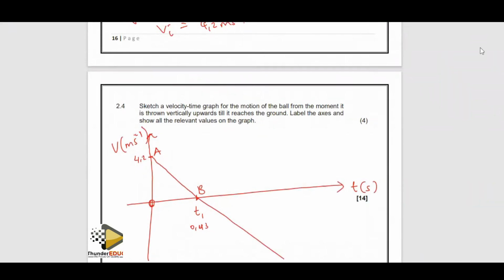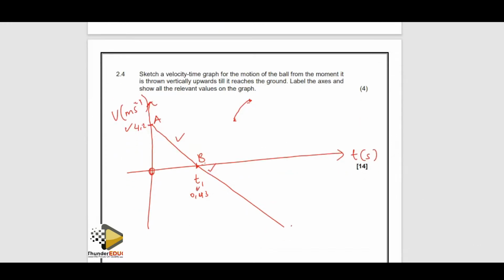Yes. For as long as you have a straight line, not a curve, you get a mark. Then for as long as this part is shorter than the other part, because remember, this A to B is just the section from point of release up to the maximum point, which was quite a small distance. Okay, and then the 4.2, for as long as you've indicated it, you'll also get a mark. And then the time T1, which is the 4.3, you get the last mark.